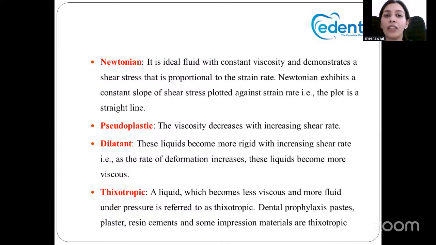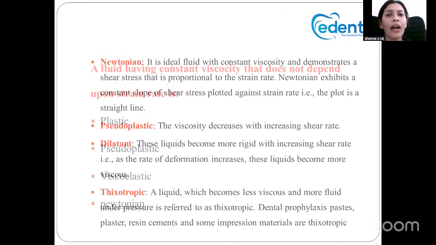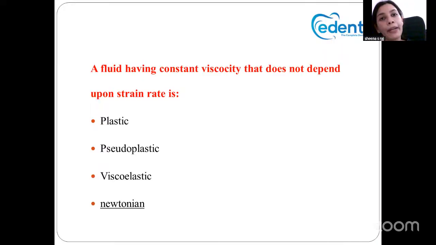What is a Newtonian fluid? It is actually an ideal fluid, because anything proportional is ideal, right? Newtonian means a fluid which is ideal, where the stress is directly proportional to strain. That is why the answer for this question is Newtonian. It is directly proportional, not depending on either strain or stress. That is why constant viscosity. Something constant means there should be proportionality, so it shows that there is proportionality between the stress and the strain. So the answer goes to Newtonian.